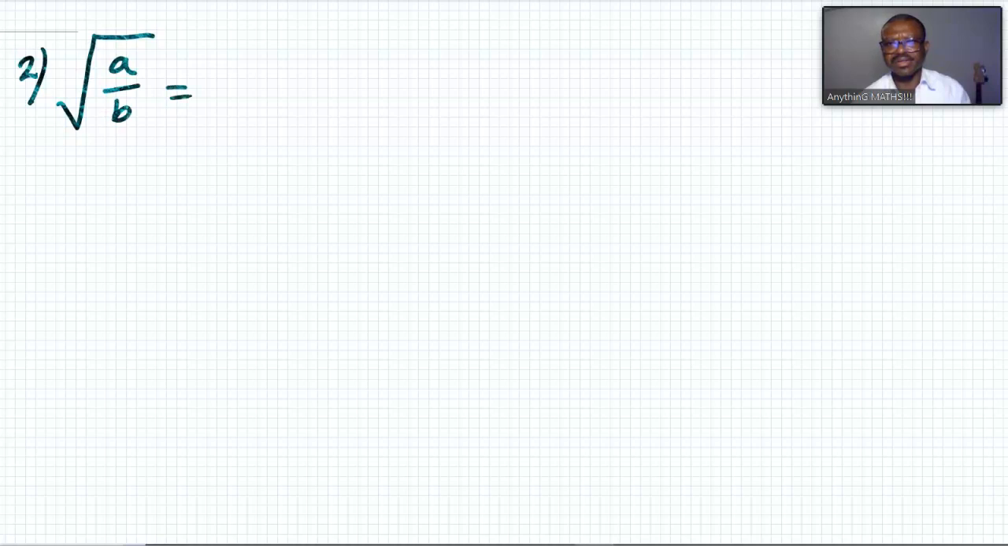Great. The second rule is the square root of A over B, which can also be written as the square root of A over the square root of B. Example.